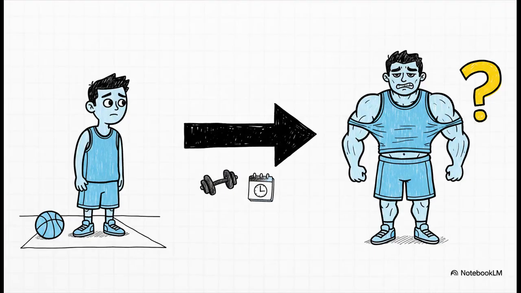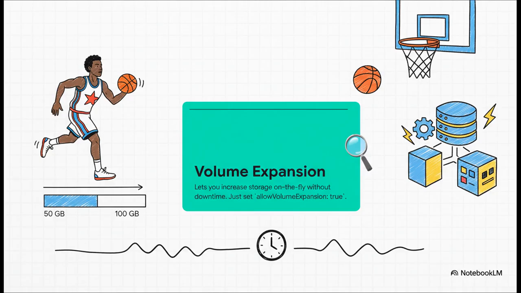I love this question because it's such a simple way to think about a really common problem. Your application's needs are going to change, right? Your database is going to grow. In the old days, this was a massive headache. But with our smart system, it's actually pretty easy. This is all thanks to a feature called volume expansion. You just have to set one single, simple line in your storage class, allowVolumeExpansion: true. That's it. And you've given yourself the power to grow.